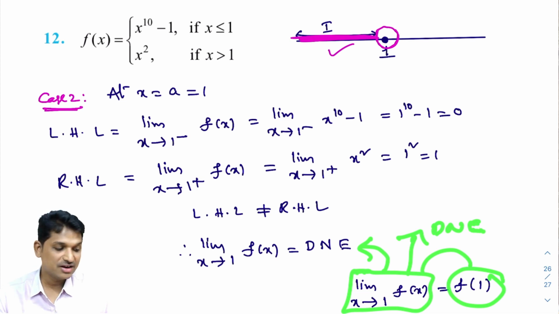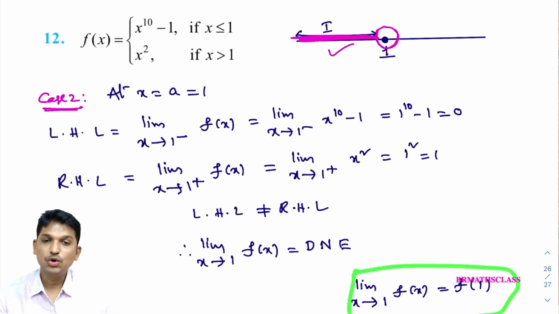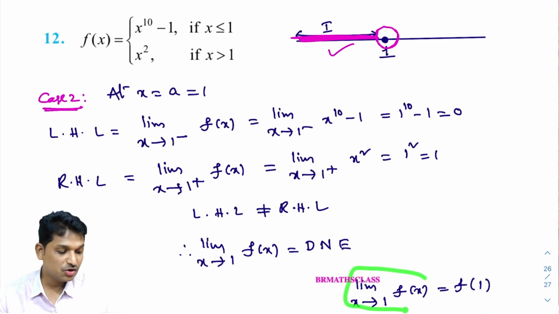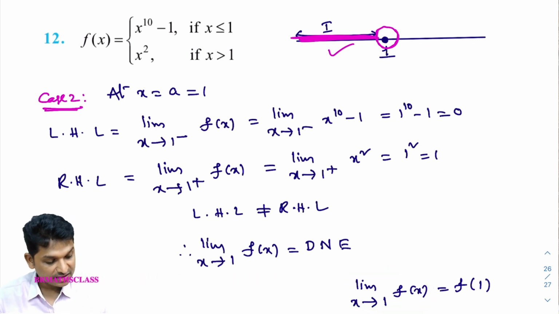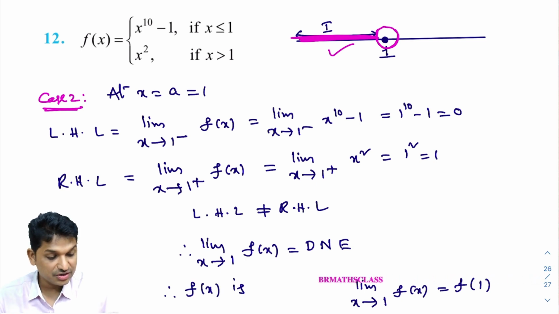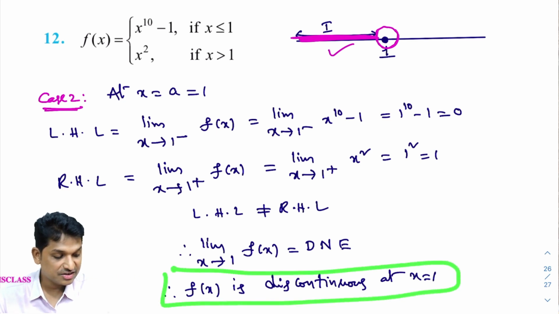I cannot compare. So what will I say? Is it continuous? Can I check this one? No, I cannot check because the limit does not exist. So what happens here? I'll say that f of x is discontinuous at x equal to 1. This function is discontinuous at x equal to 1.